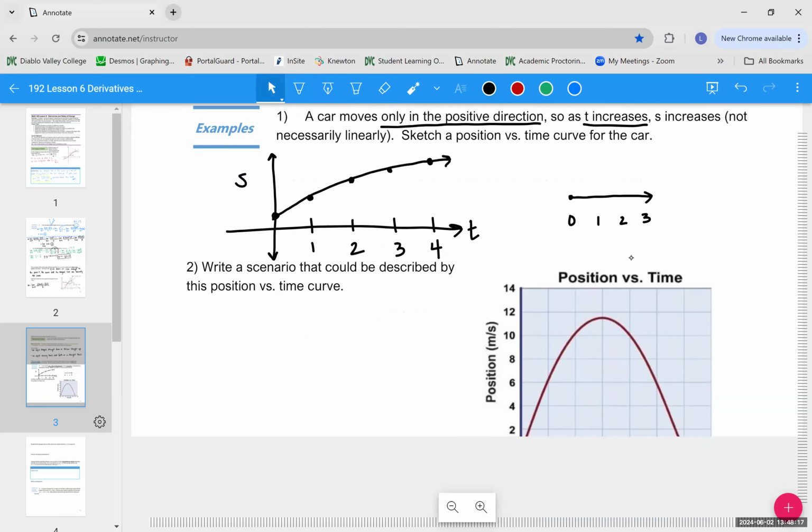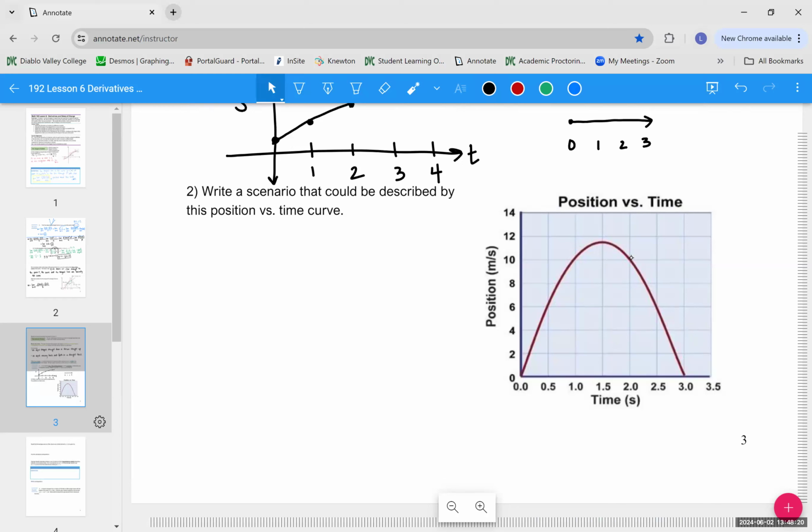Okay, so let's contrast that with the next picture. Now I have a position versus time curve right here. And you can see as time goes on till about 1.5, who knows, seconds. I guess that's what the S probably stands for. The position is increasing. But then from 1.5 seconds to 3 seconds, what's happening to the position? All of these Y values are getting smaller. So could you come up with a possible scenario that this could be the position versus time curve?